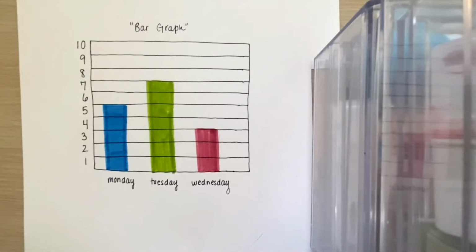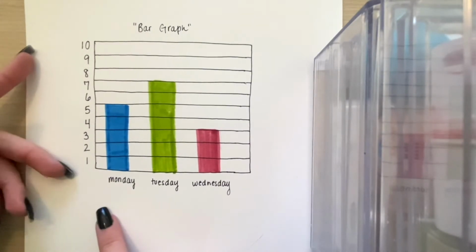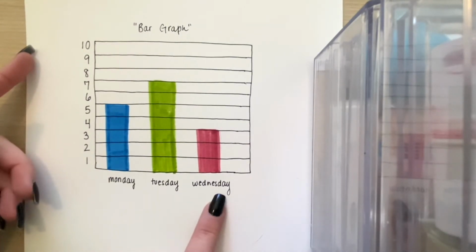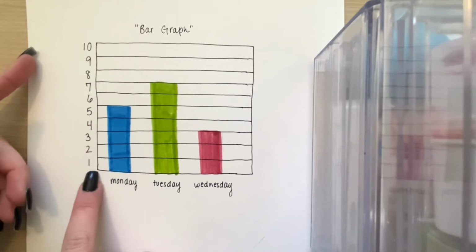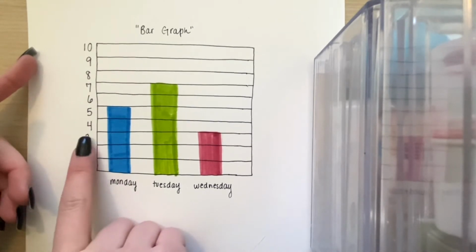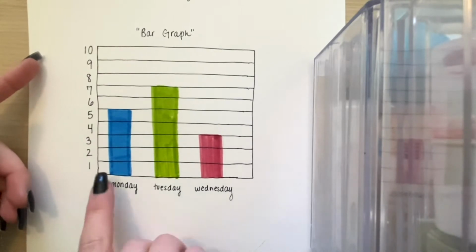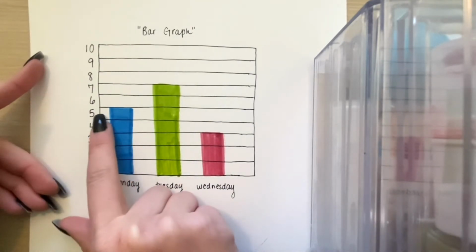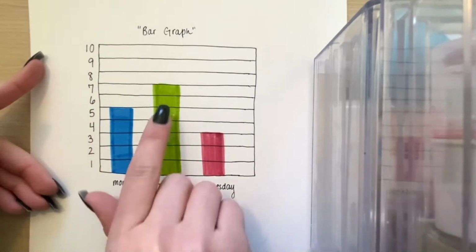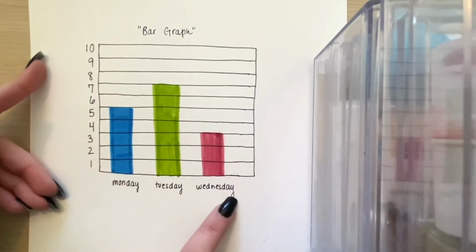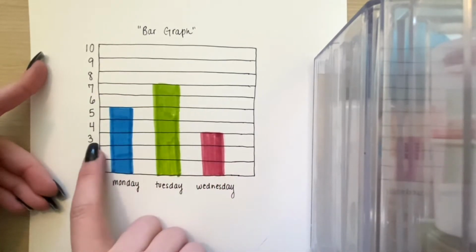In the second type of graph we will be using today, this is a bar graph. On the x-axis, you can see that we have the days of the week. And on the y-axis, we have how many selected on this day. For Monday, we would have 5, Tuesday we're at 7, Wednesday we're at 3.